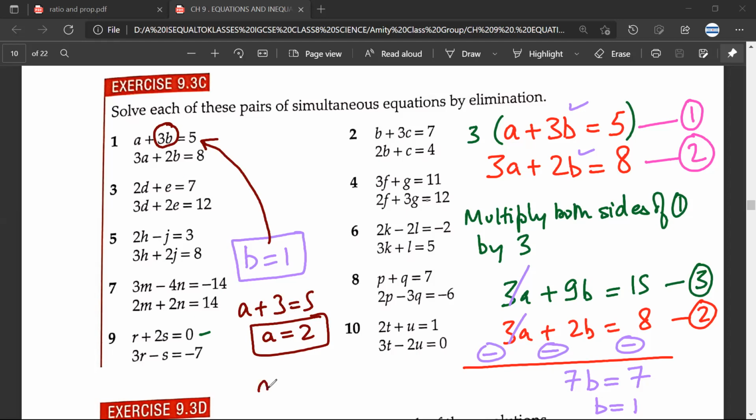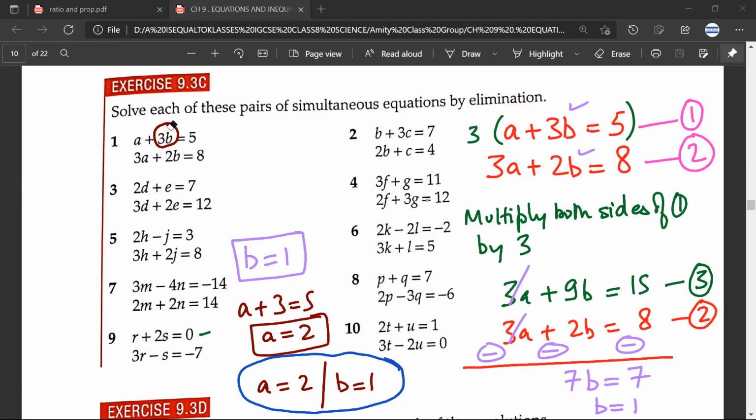So the value of A is 2, the value of B is 1, and if I want to check this, Mr. Aryaman, how can I check whether this answer is correct or not? You can replace all the letters. So wherever A is written, you write 2. Wherever B is written, you write 1. Very nice. So in the first equation, it will be 2 plus 1 into 3, equals 5. Shabash. So 2 plus 3 equals 5. So our first equation is correct.